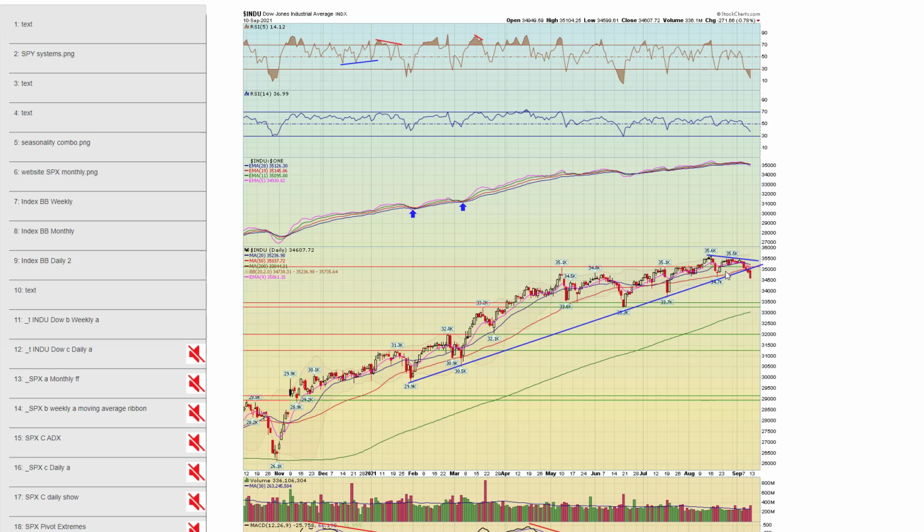This broken trend line and 50-day moving average is now resistance. So if we get a bounce, watch this area to act as resistance. Okay. Next.